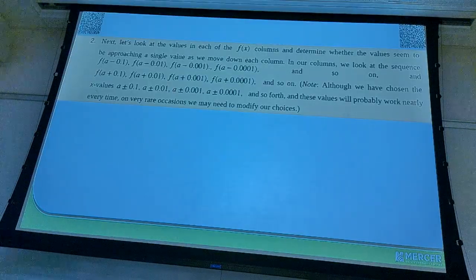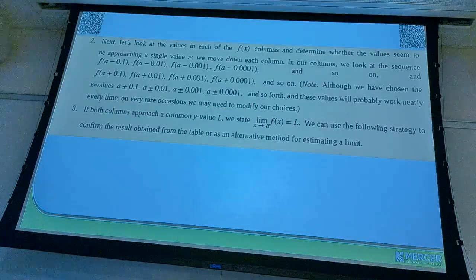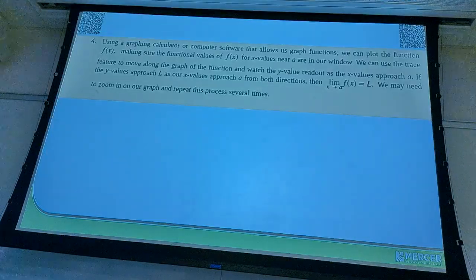It's looking at your values and trying to determine, are they approaching the same Y value? And then you can confirm it, I think, by looking at a graph. So clearly there's an issue with the graphical method, and that is you need the graph.